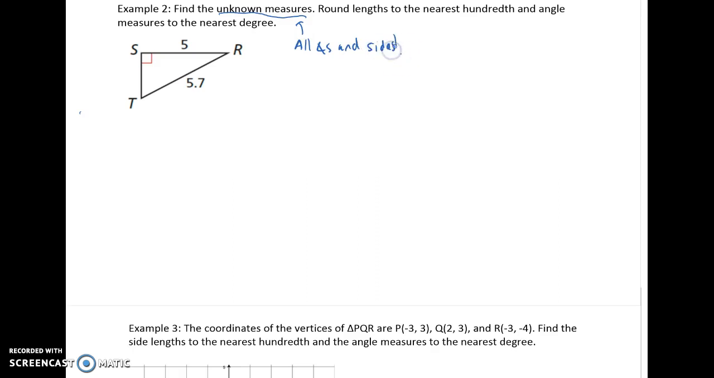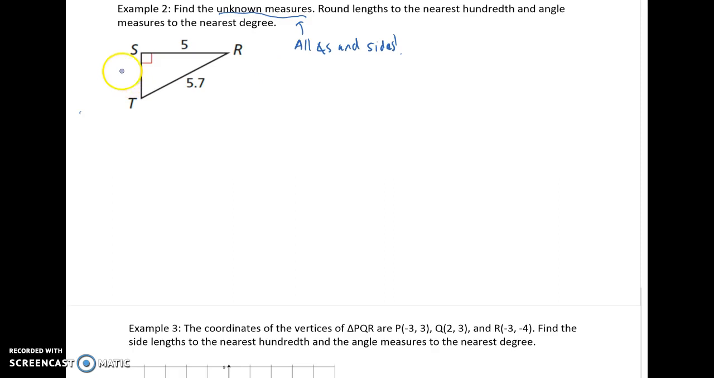And you don't have to use trig for all of these. So you can, for example, look at this and I have 5 and 5.7. I'm just missing ST. Well, I can use my Pythagorean theorem here. But again, it's kind of up to you and what you feel the most comfortable with doing. Okay? But let me go ahead and label what I'm missing.